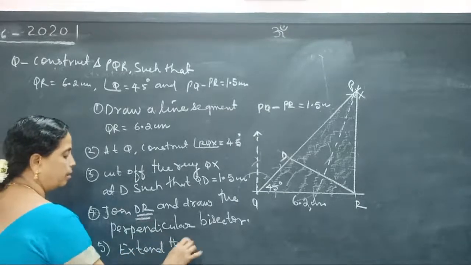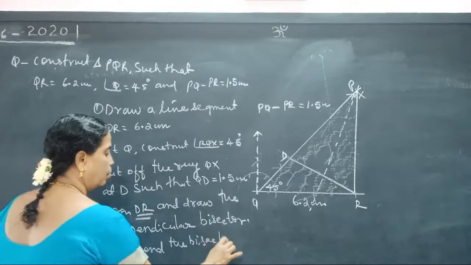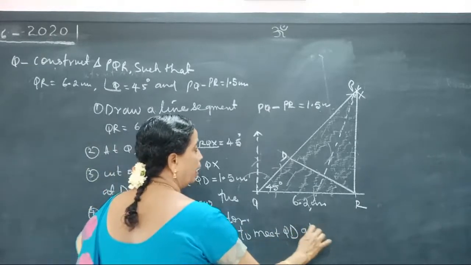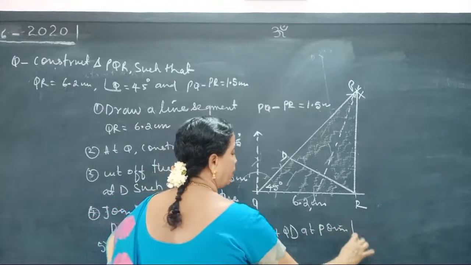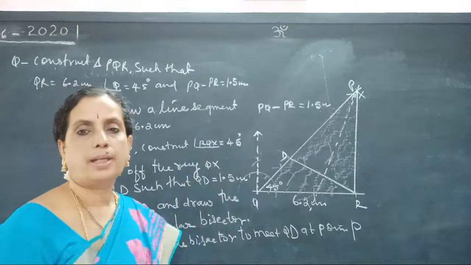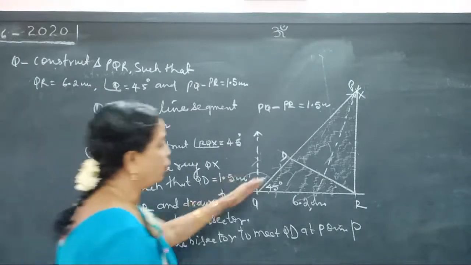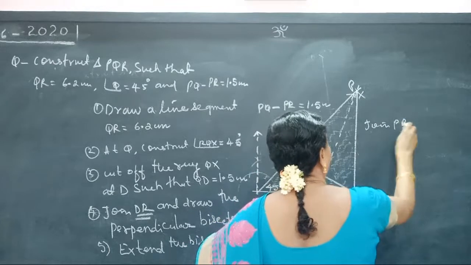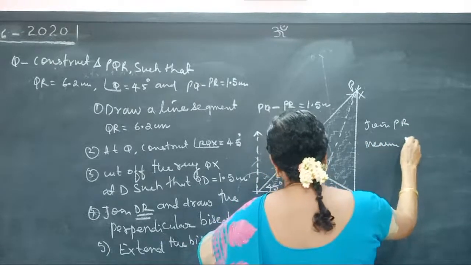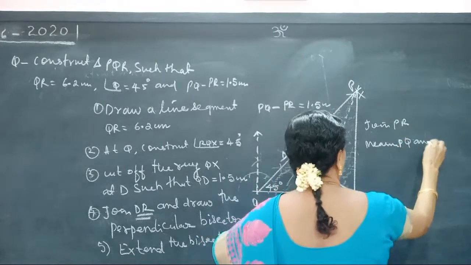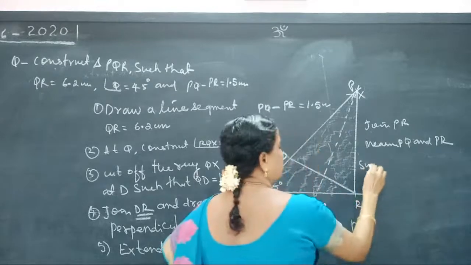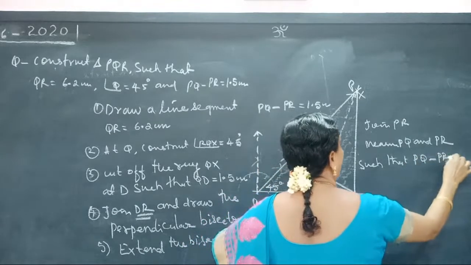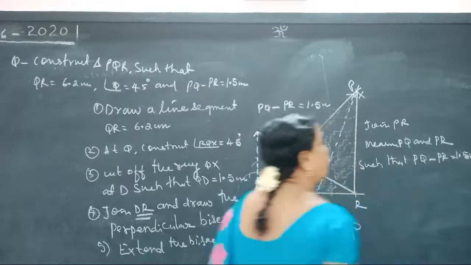Extend the bisector to meet QD at point P. Join PR. Measure QP, PQ and PR such that PQ minus PR equals 1.5 centimeter.